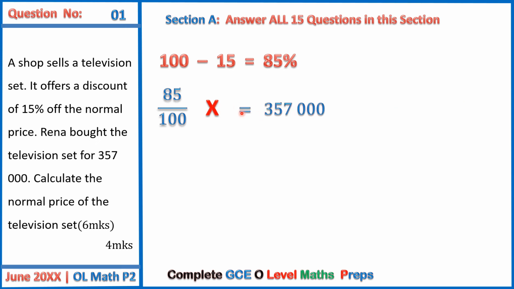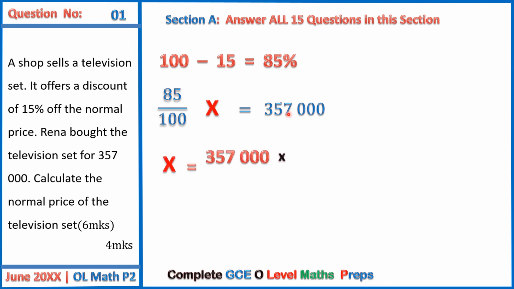Because she bought it at a discount of 15%, it means that she has not paid all the money. She was supposed to pay 100%, but she paid only 100 minus 15%, which is 85%. She paid only 85% of the selling price. And that selling price is what we don't know, we are looking for. That selling price, let it be X. So 85% of this selling price gives us this 357,000.